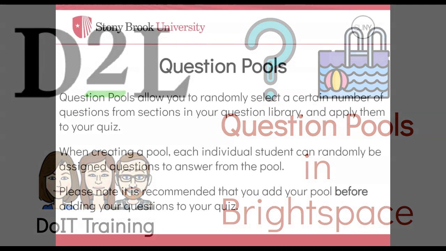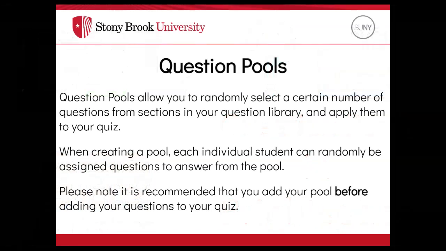Question pools allow you to randomly select a certain number of questions from sections in your question library and apply them to your quiz. When creating a question pool, each individual student can randomly be assigned questions to answer from the pool. Please note, to add your pool, it is recommended that you add it before adding questions to your quiz. We'll review how to complete this in the following steps.